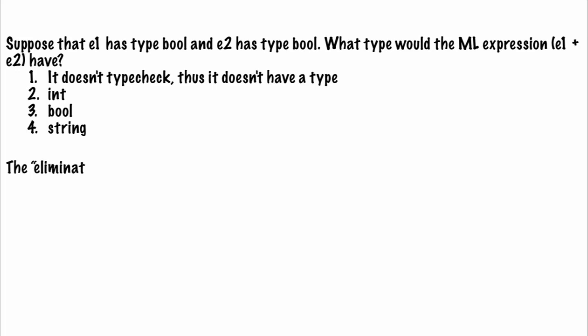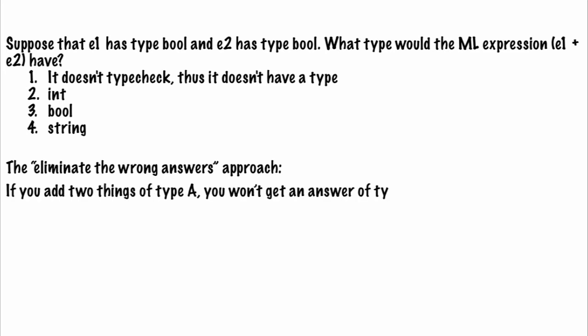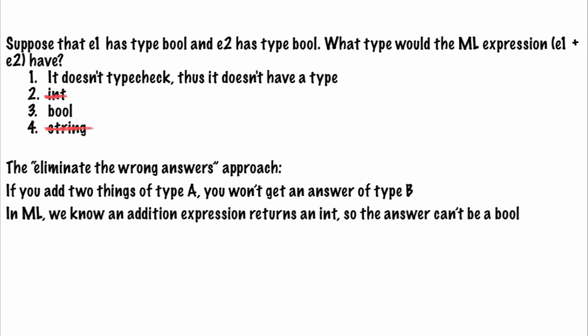There are two ways to approach this problem. One way is the eliminate the wrong answers approach. We know that if you add two things of one type, the result is the same type. So if we add two bools, you aren't going to get an int or a string. We also know that an addition expression returns int, so the answer can't be a boolean.